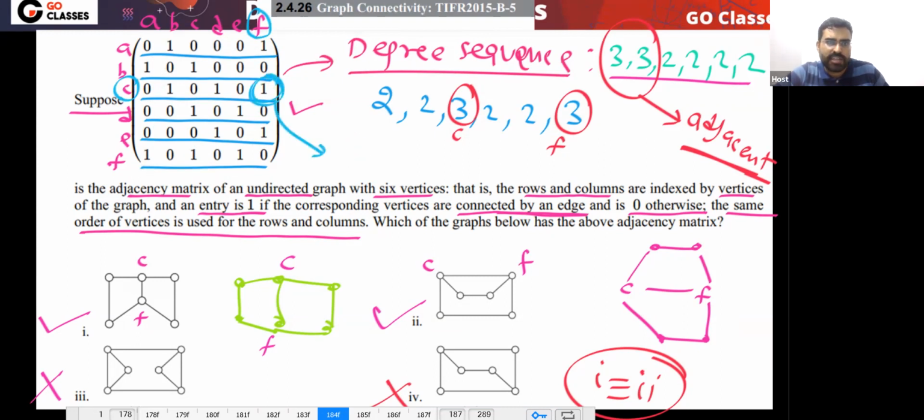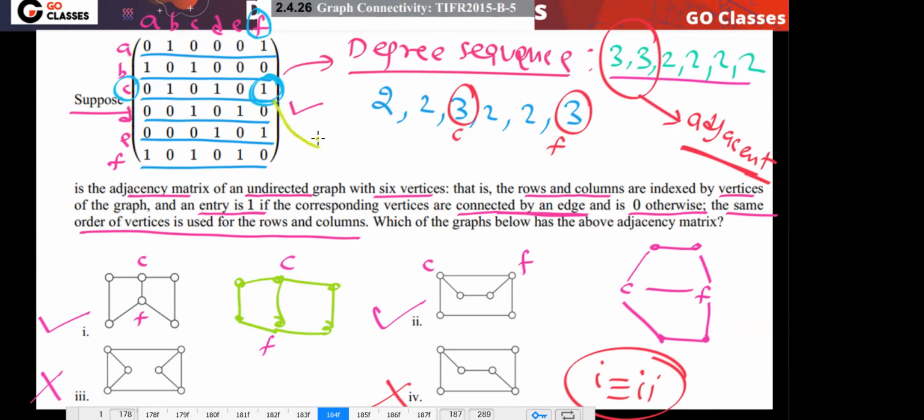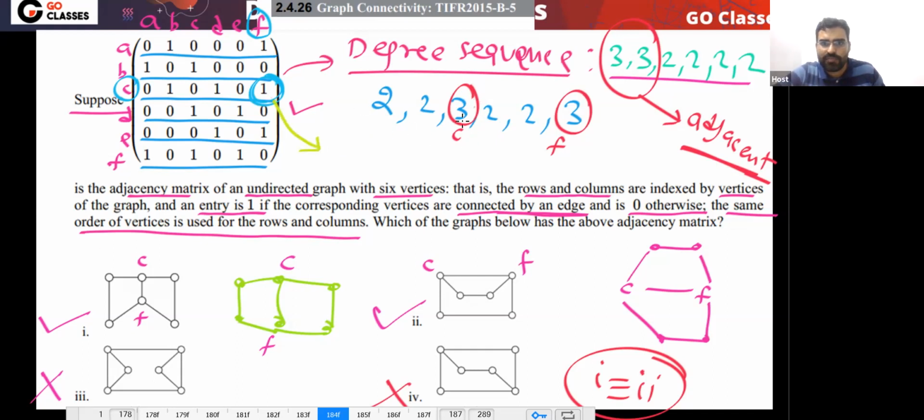This one indicates that there is an edge between C and F. So C comma F and C comma F, these are the 3 degree vertices. This means they are adjacent. So it means 3 degree vertices are adjacent.